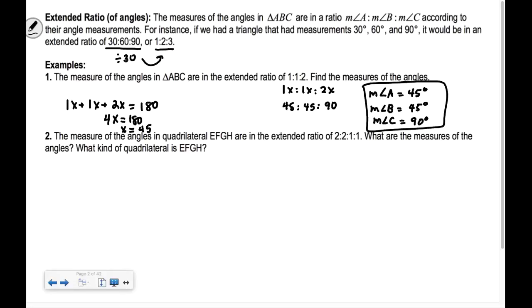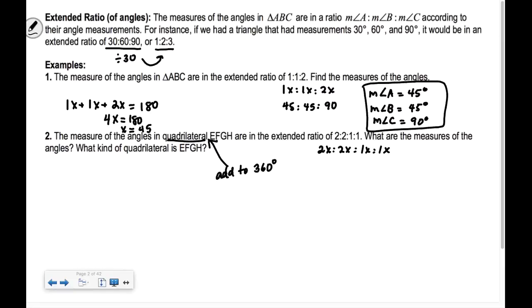So it says the measures of the angles in quadrilateral EFGH are in the extended ratio of 2 to 2 to 1 to 1. So we're going to say 2x to 2x to 1x to 1x. So a quadrilateral, do you guys know what a quadrilateral is? Think about a basic quadrilateral, like a square. What do the angles in a square add up to be? 360. That's true for any quadrilateral. It always adds up to be 360. So it's not like a triangle where it's 180. We add to 360 for a quadrilateral.